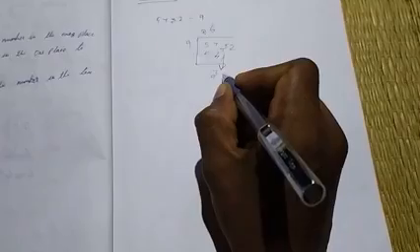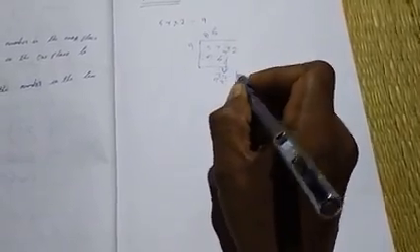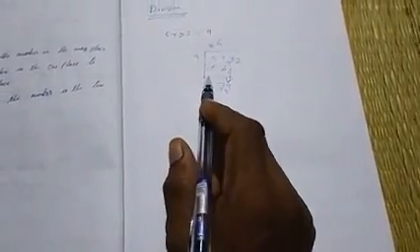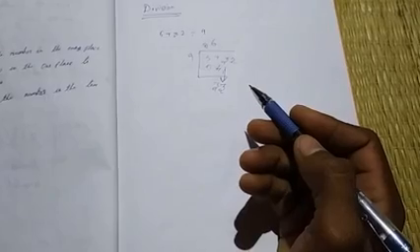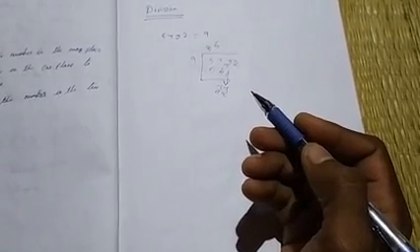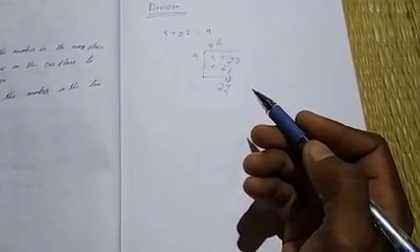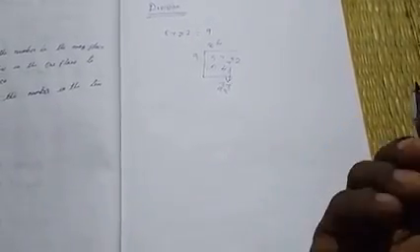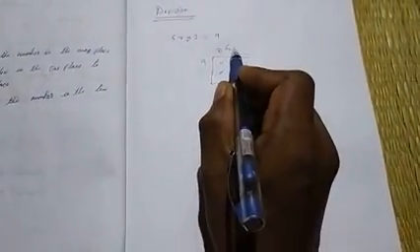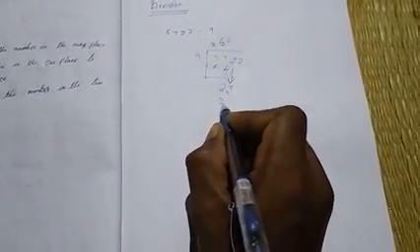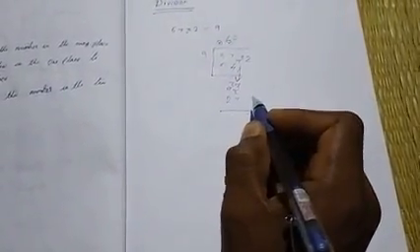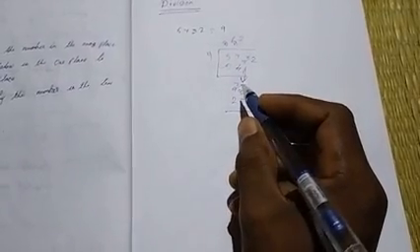Okay, what is it? 3. In 33, how many 9 is there? 1 9 is 9, 2 9s are 18, 3 9s are 27, 4 9s are 36. So it's going beyond. So 3 nines are 27. What will be the value now remaining?